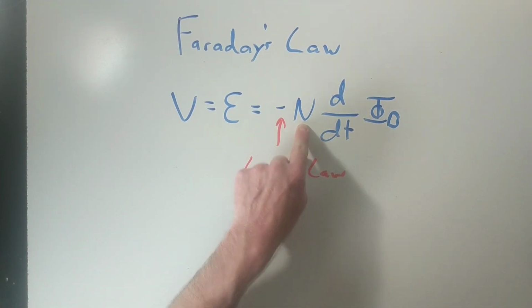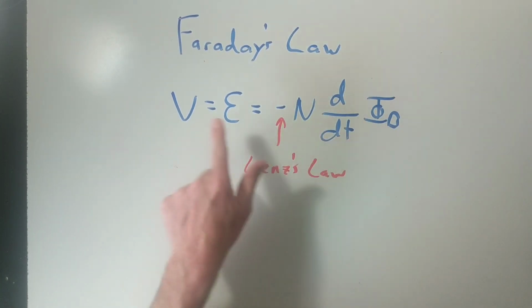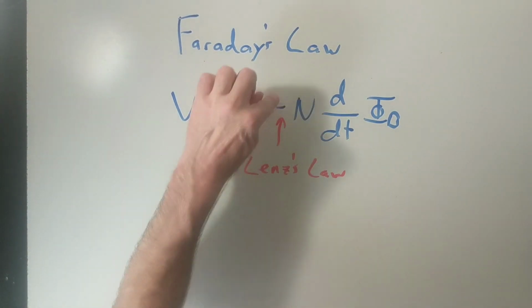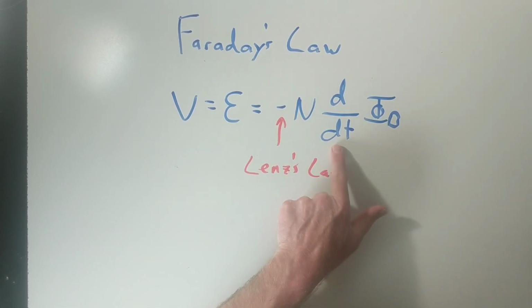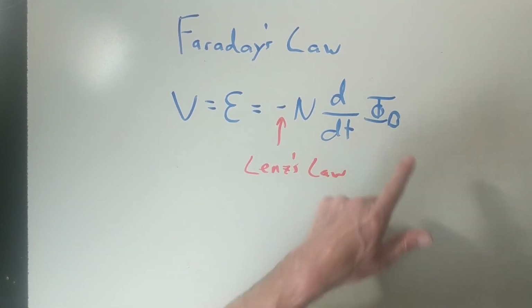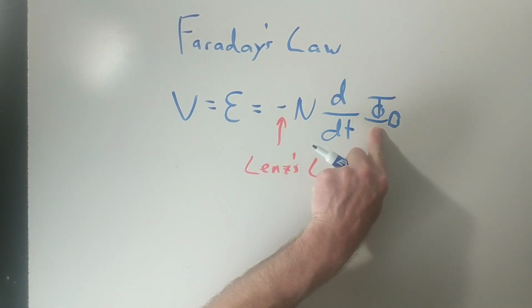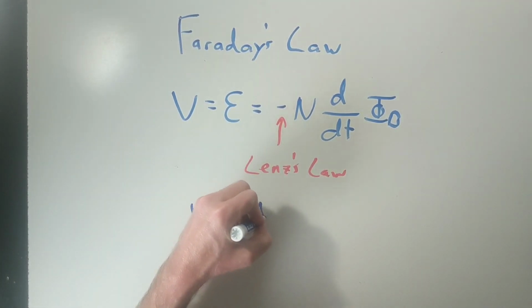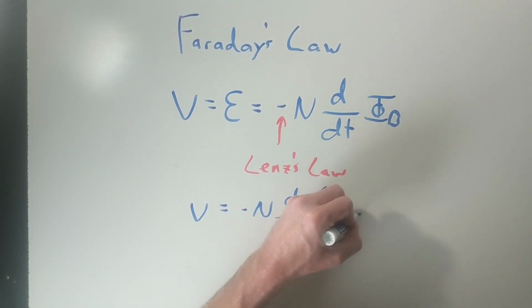This is the number of loops. And this is what's changing. You have to have a changing flux for there to be a voltage generated. Otherwise, there's not going to be any voltage generated. So negative, so you're opposing whatever change happens, the number of loops, and this is the change in the flux. The faster it happens, the more you generate things. But I don't like to use this version because why bother substituting it in? I just like to say that the voltage is going to be negative N, the derivative of the flux.